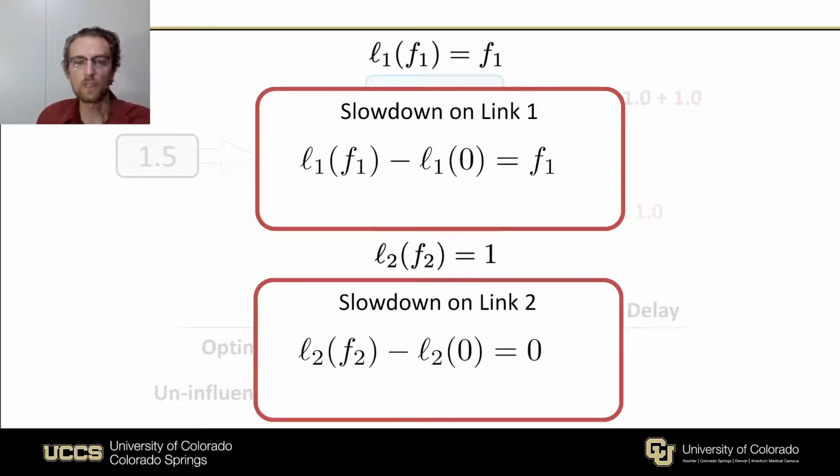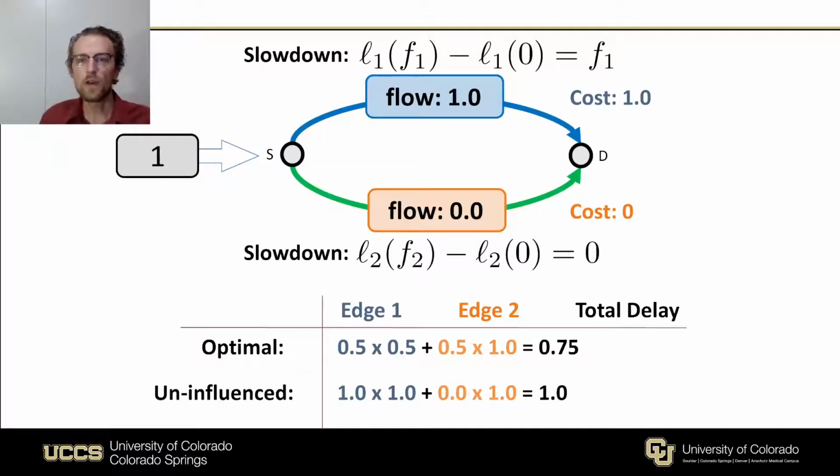The slowdown on link 2 is 0, right? Link 2 has a constant latency function, so it is no slower than it would be with nobody. There's no slowdown on link 2. Now if I tell people the slowdown, and all people care about is the slowdown, let's think about what might happen. Now there is a positive slowdown on the upper road, no slowdown on the lower road, and so you might expect people to switch all the way back to the lower road.